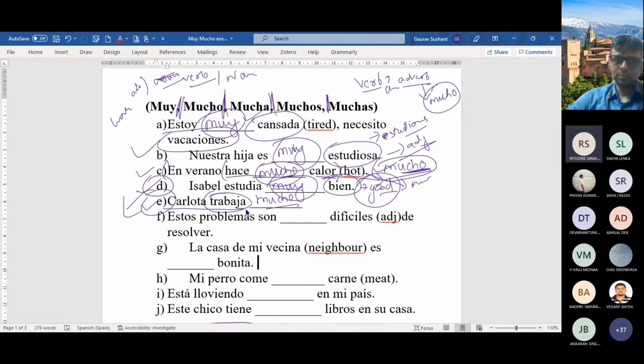Trabaja is coming from the verb trabajar. So this is basically Carlota works a lot. That is what it is referring to.